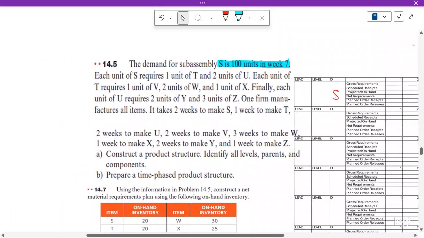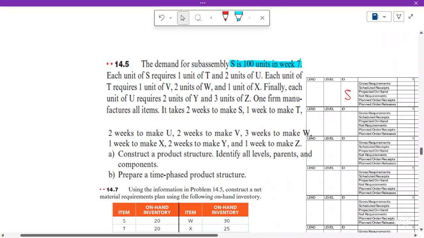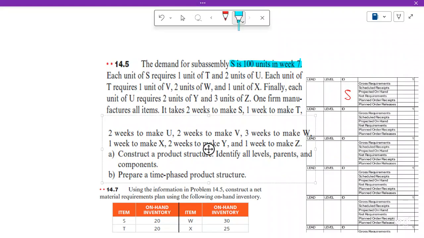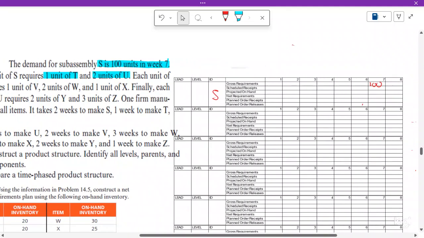Then next up, each unit of S. So now we're going under S. Each unit of S requires 1 unit of T, and 2 units of U.